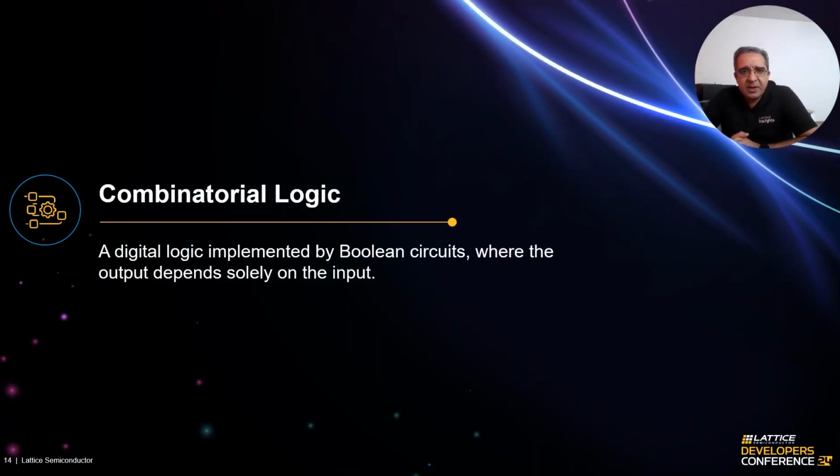So what is combinatorial logic? All what we've seen in the previous slides is combinatorial logic. It's OR gates, AND gates, NOR gates, and so on. It's actually a digital logic implemented by Boolean circuits, where the output depends solely on the input, and that's what we've seen in the previous circuit.